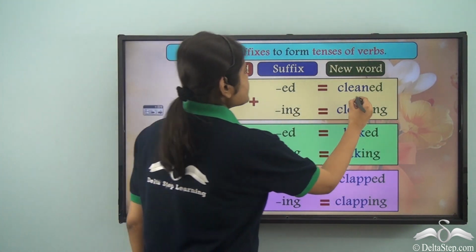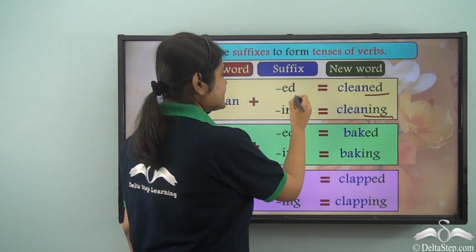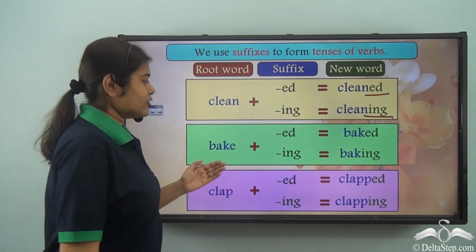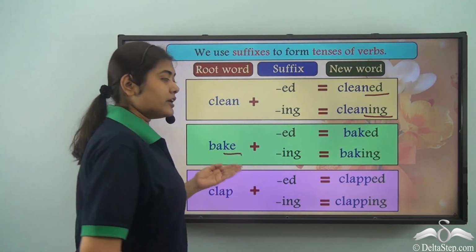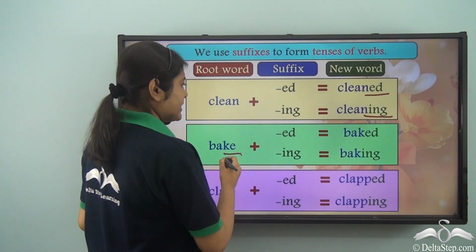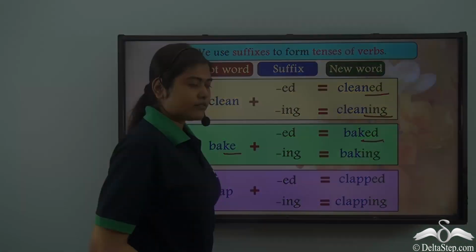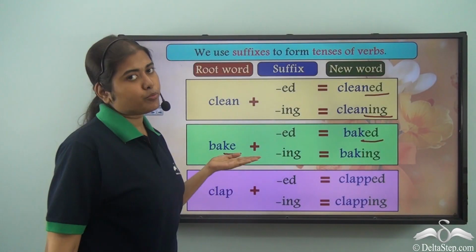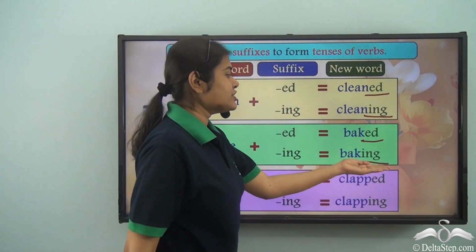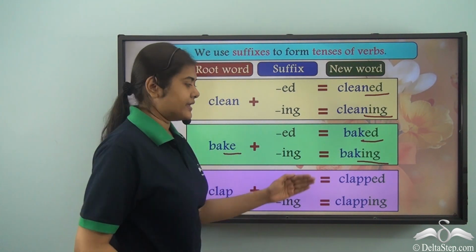So, clean becomes cleaned and cleaning by the addition of ed and ing respectively. Now, in case of bake, you must be very careful. The word bake already ends with e. So, when I add ed to bake, I do not have two e's. I only have one e. And when I add ing to bake, I do not use the e. I simply add ing after bak. So, the e is not written here.